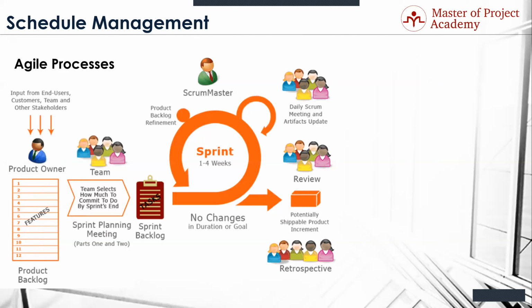Now, every day in the Agile process, you have something called a daily stand-up meeting where the dedicated team gets together and talks about, what did we do yesterday? What are we going to do today? And do I need any help? And where does the help come from? It comes from that little green guy up at the top called the Scrum Master.